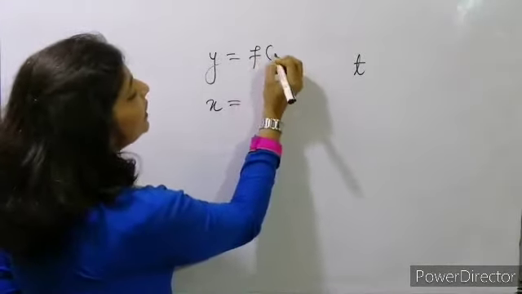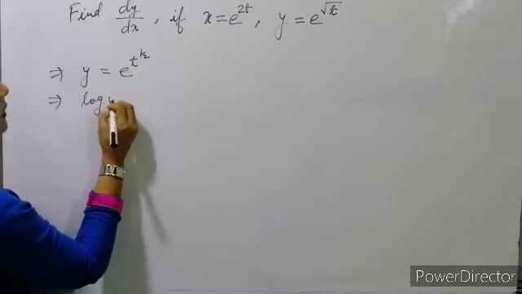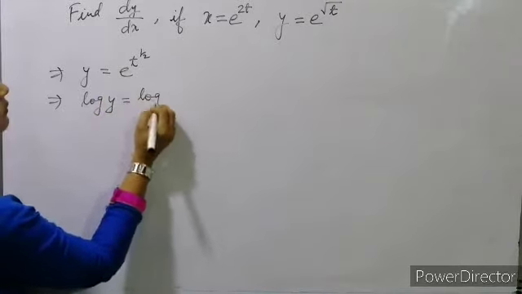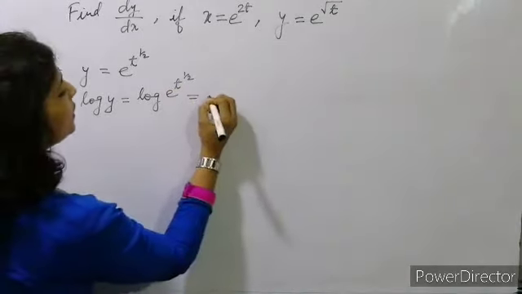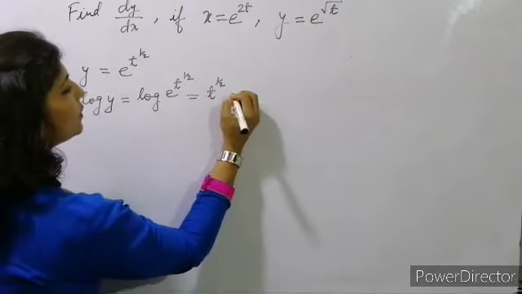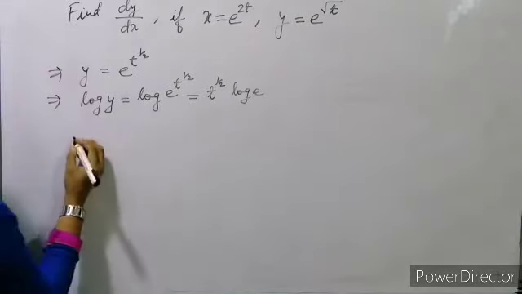We have a question: find dy by dx if x is a function of t and y is also a function of t. In this case, first of all we have to find out the value of dy upon dt. Since y is equal to e to the power t to the power 1 upon 2, we can write it like that. Now we'll apply log on both sides. Log of y is equal to log of e to the power t to the power 1 upon 2. So this will be equal to t to the power 1 by 2 log e, and the value of log e is 1, as we all know.